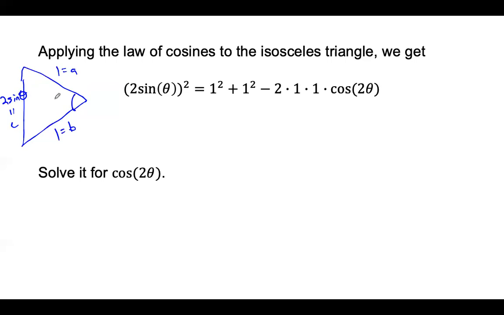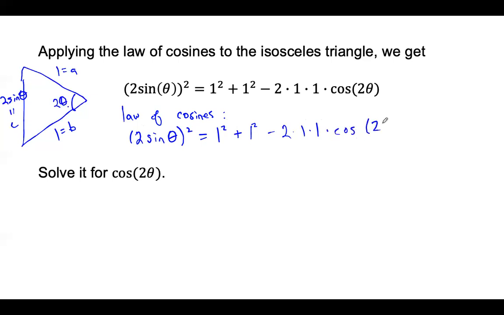And we're looking at what this angle is, 2 theta. So we know by the law of cosines that side C, so C squared, is equal to 2 times sine theta squared, which equals A squared, A is 1, so 1 squared, plus B, that's another 1 squared, minus 2 times AC, 1 times 1, times cos of 2 theta, this angle opposite side C. So we're just applying the law of cosines.